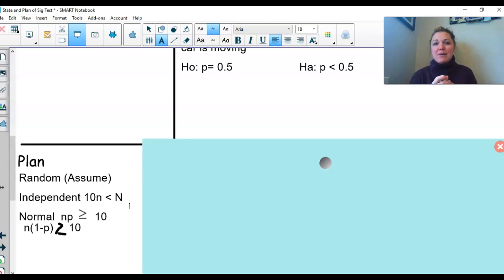For example, if I was sampling 20 squirrels, that's my sample. I don't know the population of all squirrels. I don't know how many squirrels there are. So I would say all squirrels as the population size. That would be my capital N.